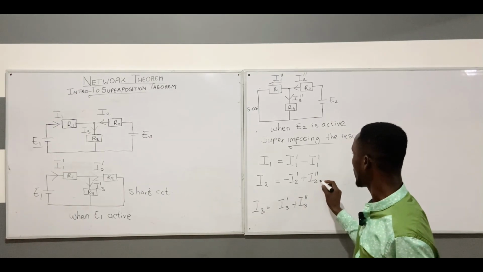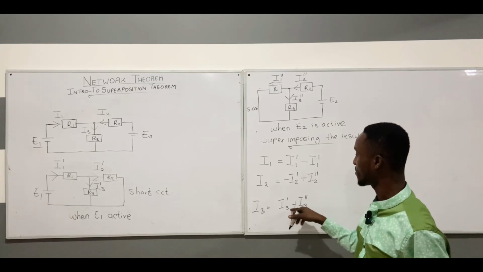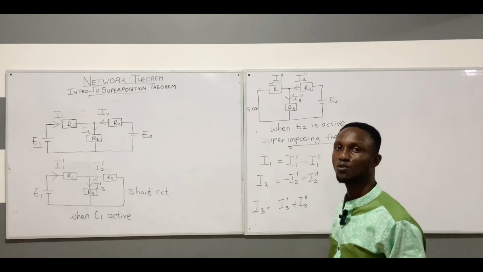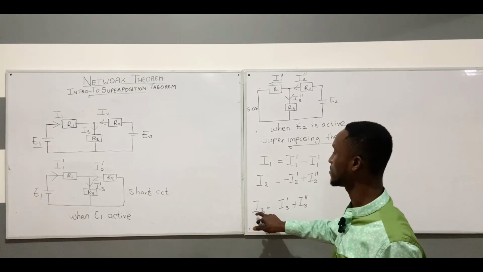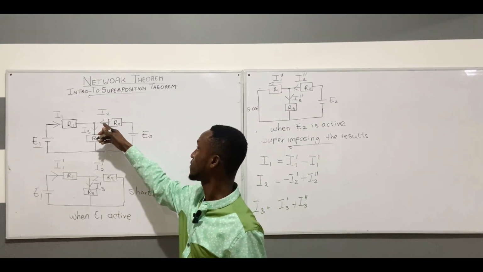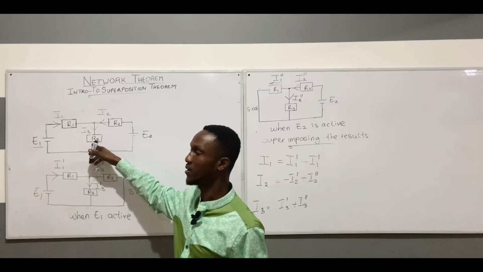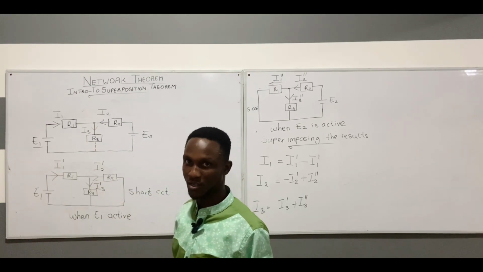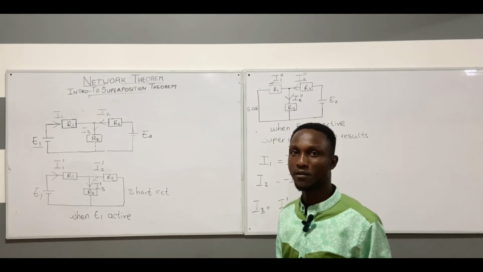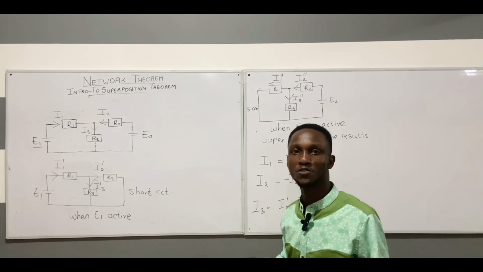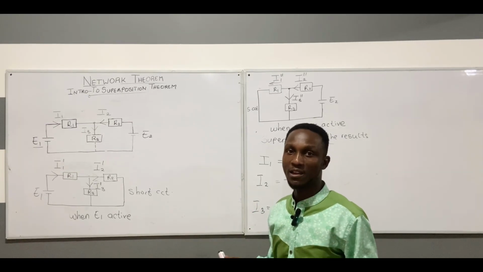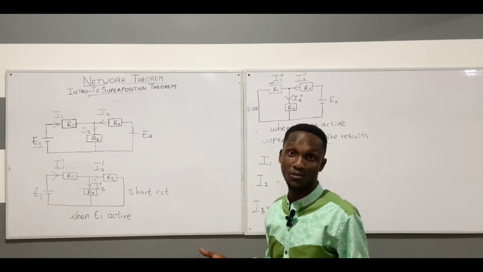Put that in your mind. So now, when I'm able to find the value of I3 prime and join them together, I'll find the value of I3. And this becomes the correct value of current passing through this I3 that we have on this branch. So this is how we apply the superposition theorem to find the individual current on various branches, depending on whichever current they want you to find on a specific branch.